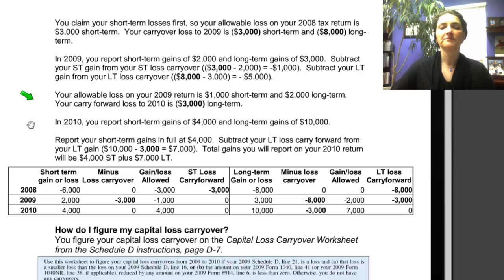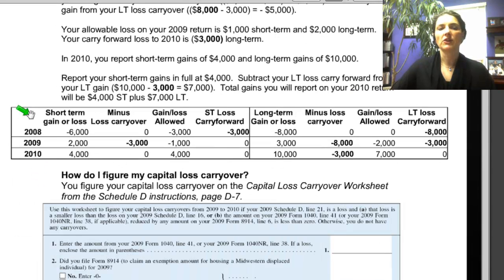$3,000 long-term. Then in 2010, you report short-term gains of $4,000 and long-term gains of $10,000. You report your short-term gains in full at $4,000. Subtract your long-term loss carry-forward from your long-term gain. $10,000 of gain minus $3,000 of long-term carry-forward is net gain long-term of $7,000. So the total gains that you will report on your tax return for 2010 are $4,000 short-term plus $7,000 long-term.